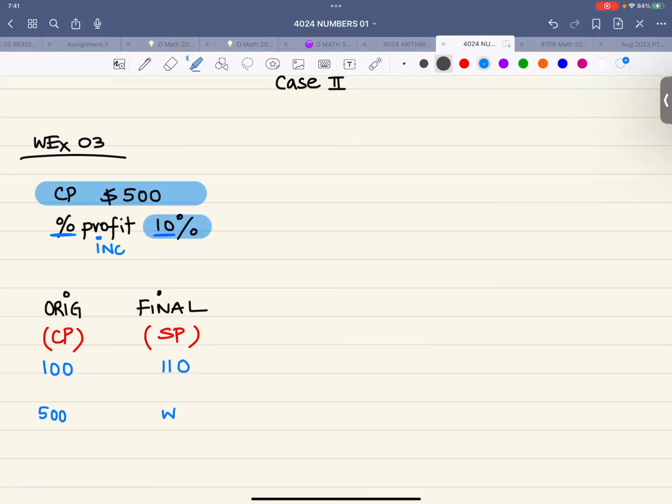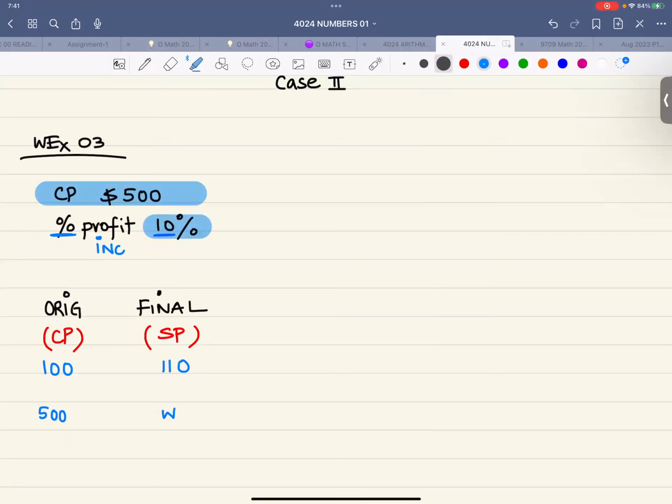Why are you not using $550? Because, beta, that was the answer. We are not using the answer over here. This is the answer to this question. What was the question all about? $500 cost price. We want to sell it at a profit of 10%. What should be my selling price? So why should I use the answer? This is the answer that I'll be getting.